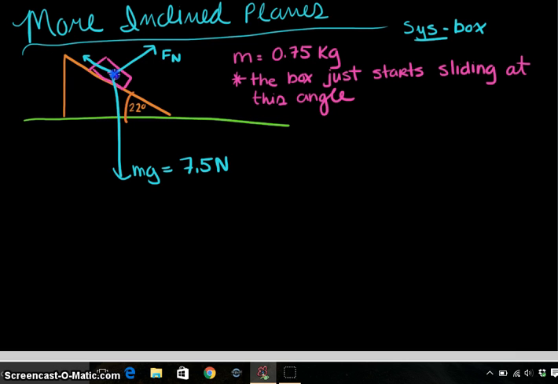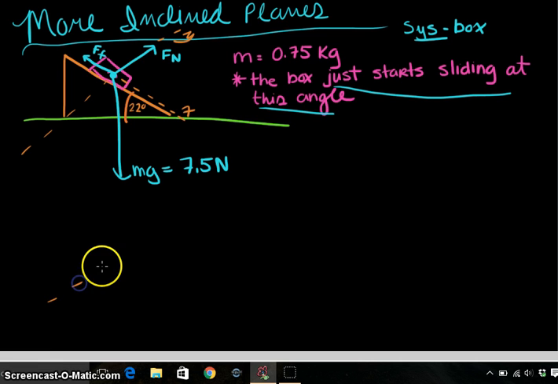Because this thing is not moving yet, in order to get this box to start sliding, the maximum static friction force has to be matched. So when I know that the box just starts sliding at this angle, this means that whatever I find the x component of mg to be, it'll be just equal to the static friction force. So what I'm doing right now is sketching in my y-axis and my x-axis, and I'm just going to repeat that x and y-axis underneath here.